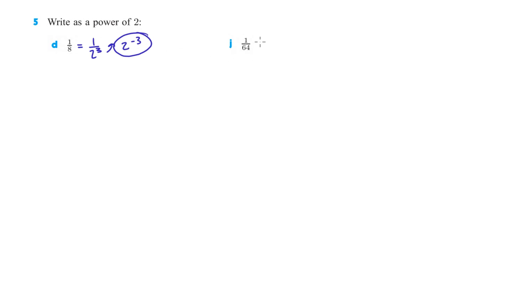Okay. 1 over 64. That is going to be 1 over 2 to the 6th. I believe 4 to the 2nd power is 4 times 2 is 8 times 2 is 16 times 2 is 32 times 2, yep, that's 6. Okay, so that equals 2 to the negative 6th there. Okay, all right, moving on.